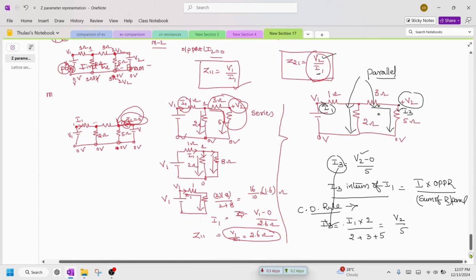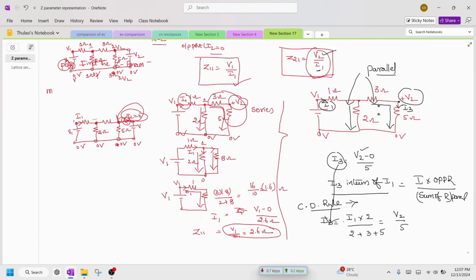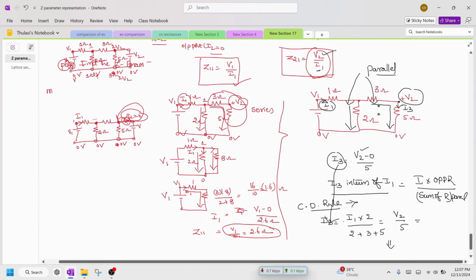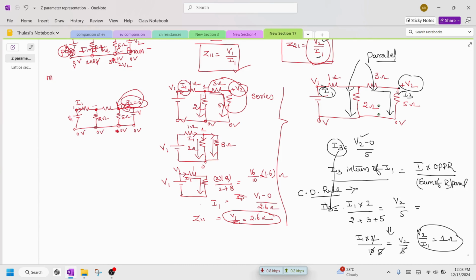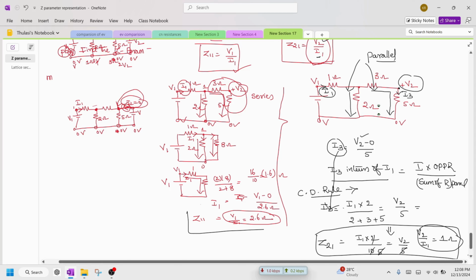So when you compare this, we require the expression for V2 by I1. We can write it as I1 into 2 divided by 10, which is nothing but V2 by 5. The 5s get cancelled. Therefore V2 by I1 is equal to 1 ohm. This is how we are getting it. So this is the value of Z21. Z21 is 1 ohm.